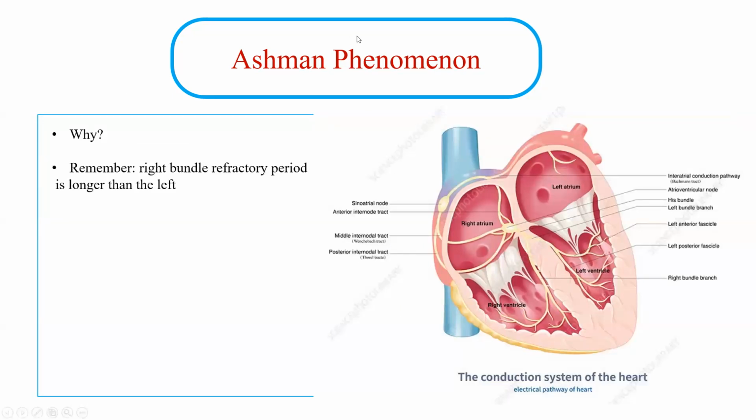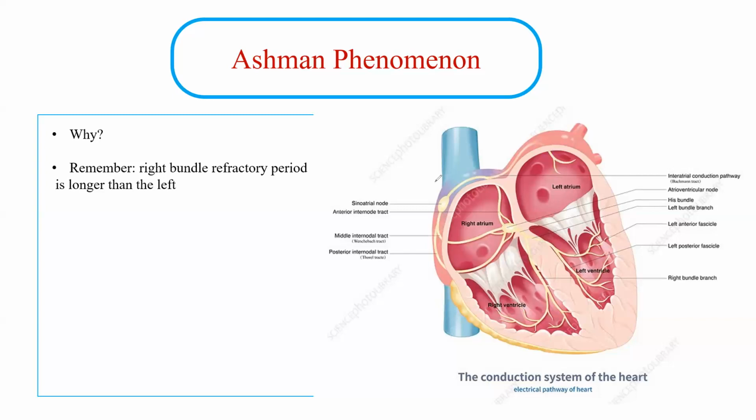Now, just as a reminder, this is a very important reminder. Whenever we are talking about the conduction system, remember that the right bundle refractory period is longer than the left bundle branch. So what is the pathophysiology behind the Ashman phenomenon? All the conduction system below the AV node, like the bundle of His, the bundle branches and Purkinje fibers, has a refractory period that depends on the heart rate. If the heart rate is very slow, meaning the RR interval is prolonged, the His-Purkinje system will adapt a longer refractory period. Why? To prevent other electrical sources from conducting into the ventricles.